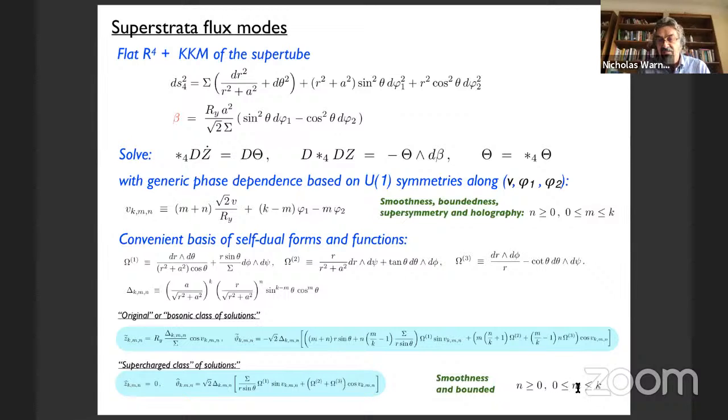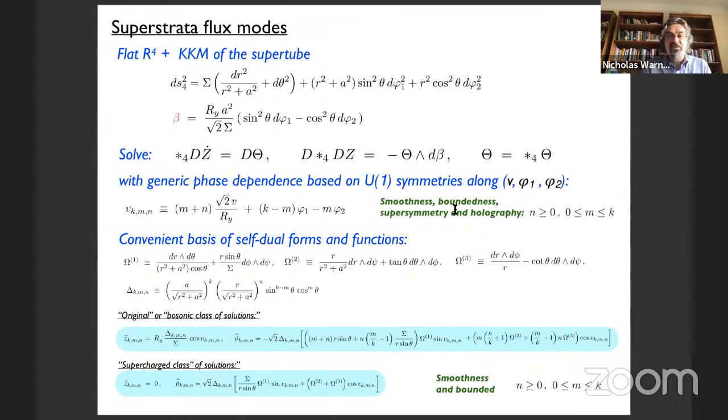You have to have 0 less than m less than k, because what happens is that if you don't respect these limits, you get inverses of sine or cosine, which means it's singular at theta equals 0 and theta equals pi/2. And similarly, if you don't have n positive, you get some 1 over r's. So basically, the non-singularness of the solution tells you you must take these bounds on these quantities.